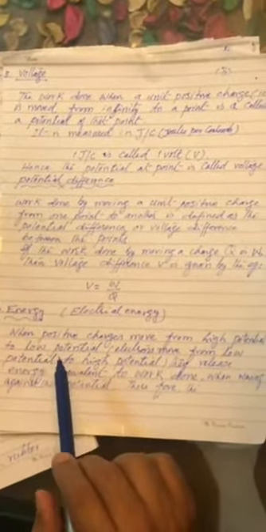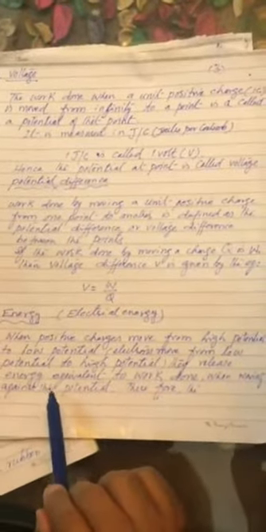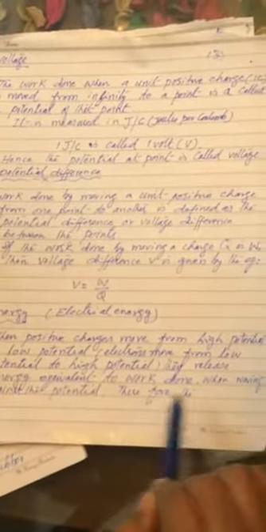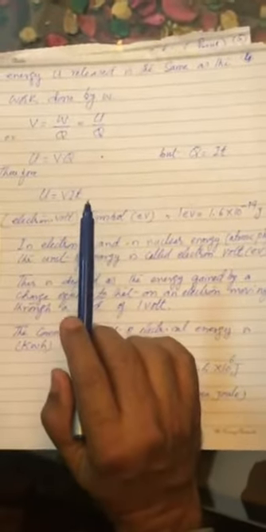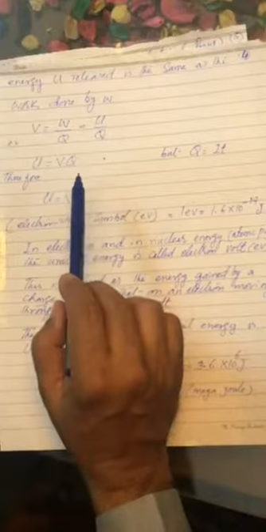Number 4, electrical energy. When positive charges move from high potential to low potential, and electrons move from low potential to high potential, they release energy equivalent to the work done when moving against the potential. Therefore, the energy released is the same as the work done. Therefore, V = W/Q or U/Q, where U is called electrical energy, or by formula U = VQ, but Q = It according to the charge formula. Therefore, U = VIt.